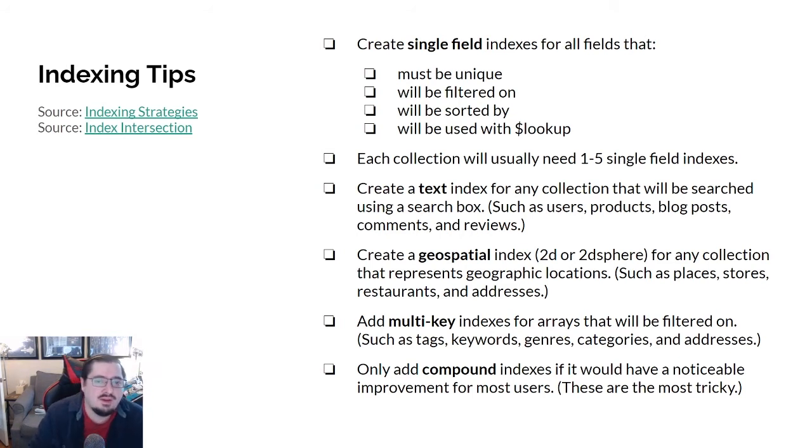The other kinds of indexes, single field, text, geospatial, multi-key, you can typically anticipate what the usage is going to be and what indexes you need. Before the application is up and running, you can usually make a pretty good educated guess. Compound indexes are a different story entirely.